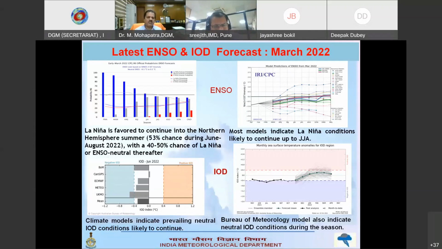Now, considering the Indian Ocean Dipole, all the models indicate that the neutral IOD conditions will continue. It is called neutral IOD conditions if the departure from normal temperature of the IOD is within 0.4 degrees Celsius. So most of the models are indicating the neutral IOD conditions, but some models are also indicating negative IOD conditions afterwards. That means initially the neutral IOD conditions will continue, but afterwards it may become negative IOD conditions.